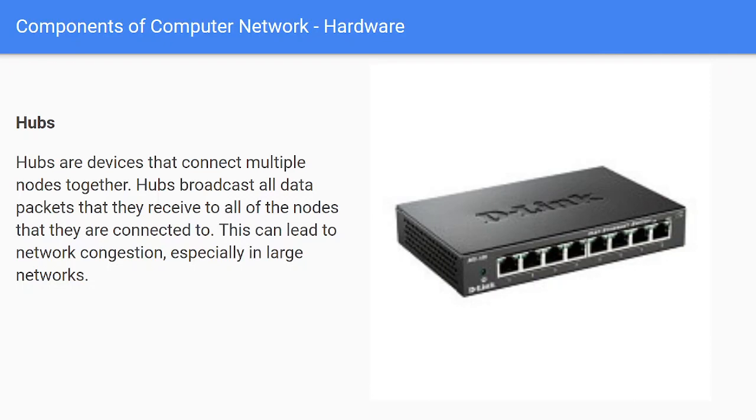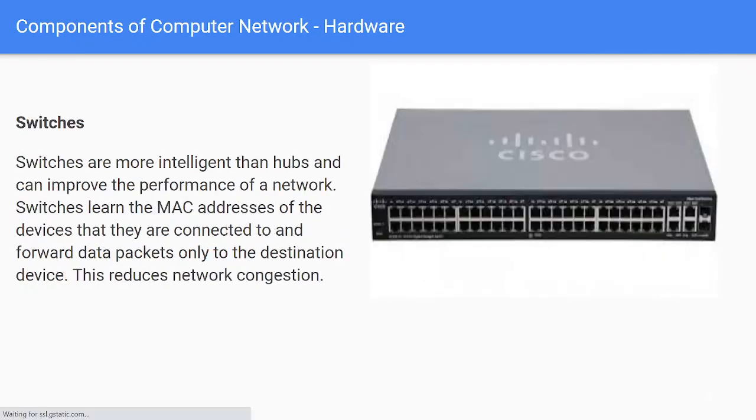But this method of communication can lead to network congestion. Just imagine you keep broadcasting everybody's message. It's not for everybody, but you're broadcasting it to everybody. So it can lead to network congestion, especially in large networks. So we go over to switches. Switches are more intelligent than hubs and can improve the performance of a network.